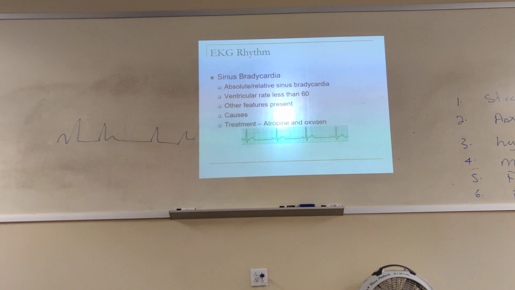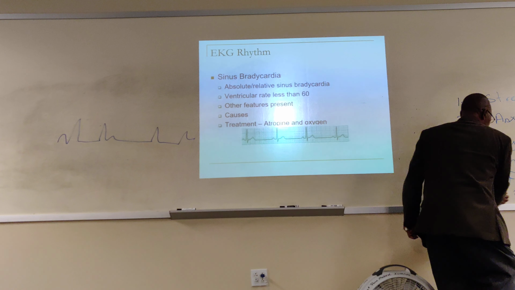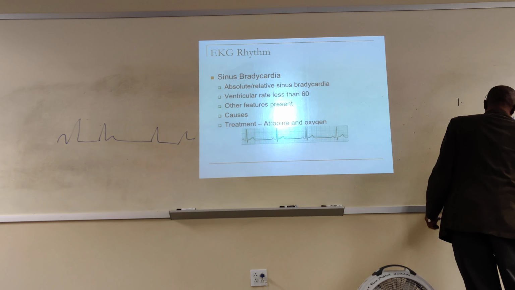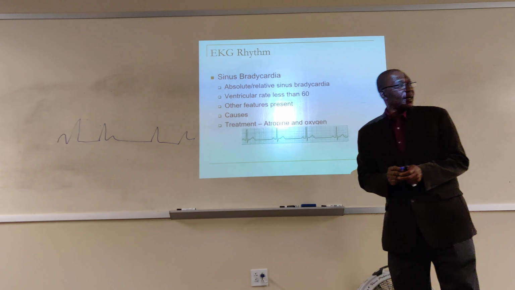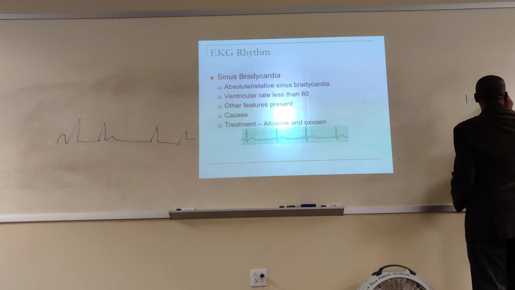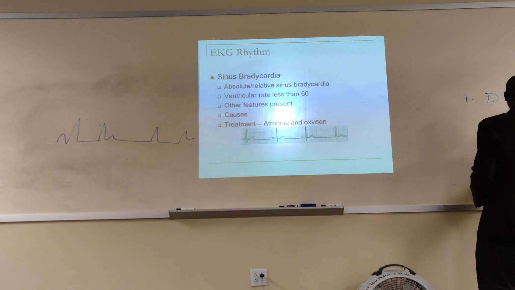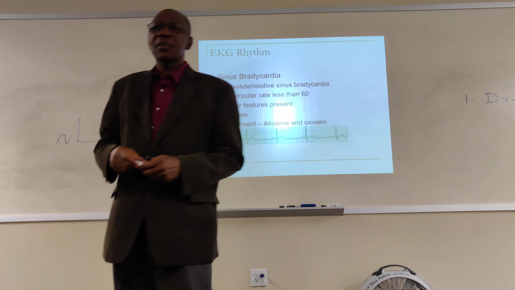Bradycardia. That one is also easy. Everything about that EKG rhythm is good, other than the heart rate is less than 60. Period. Very easy. Now let's look at some of the causes of bradycardia. What will cause your heart rate to slow down? Any ideas? Sedation, yeah, drugs can do it. We have drugs that can slow down your heart, like beta blockers. Anything else?